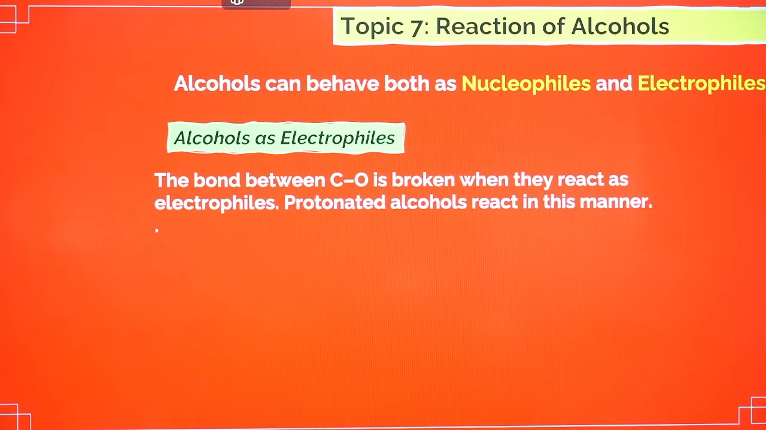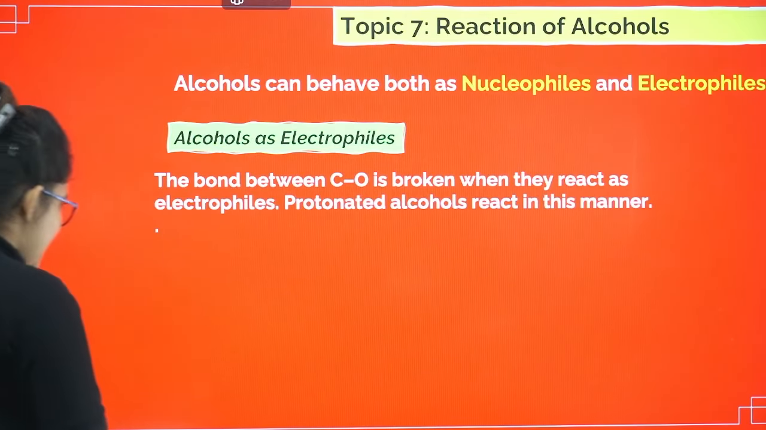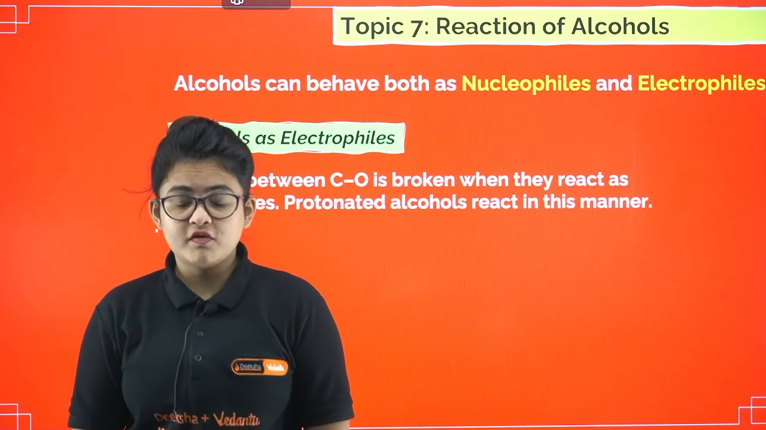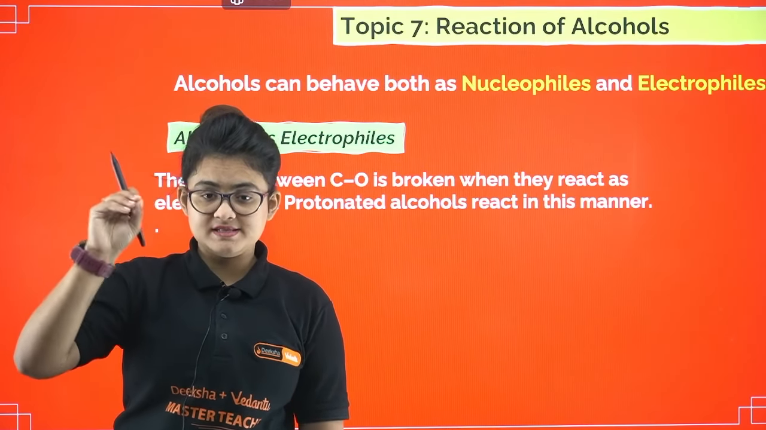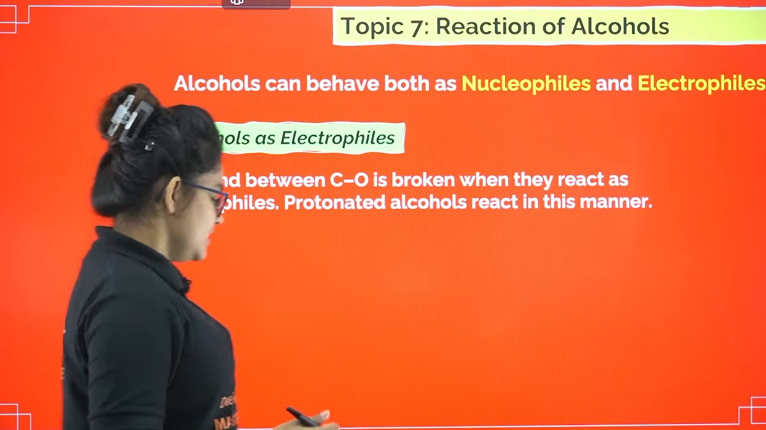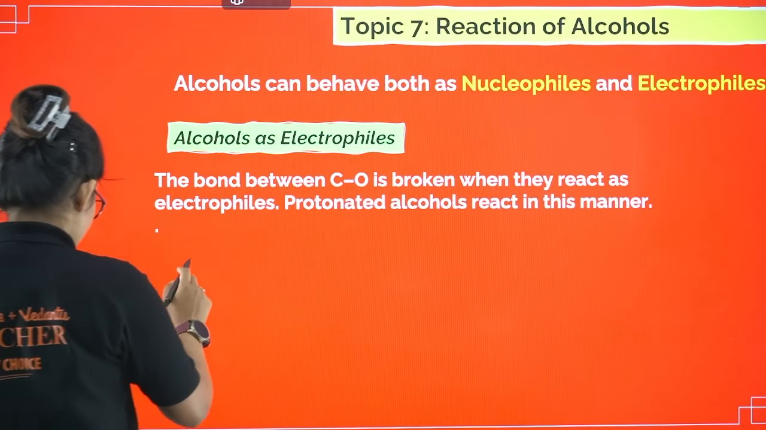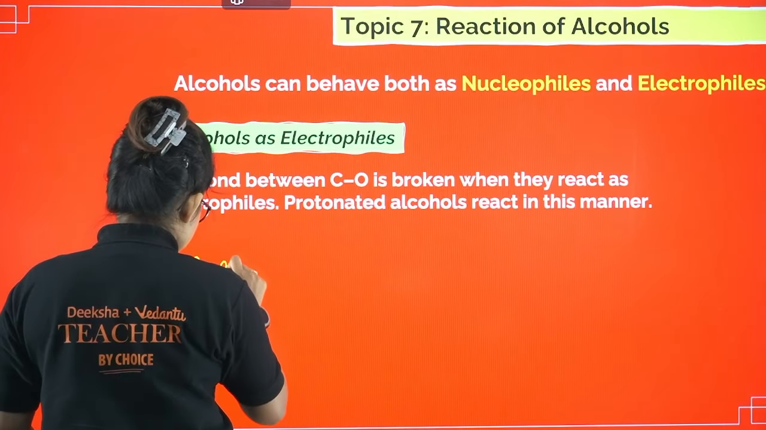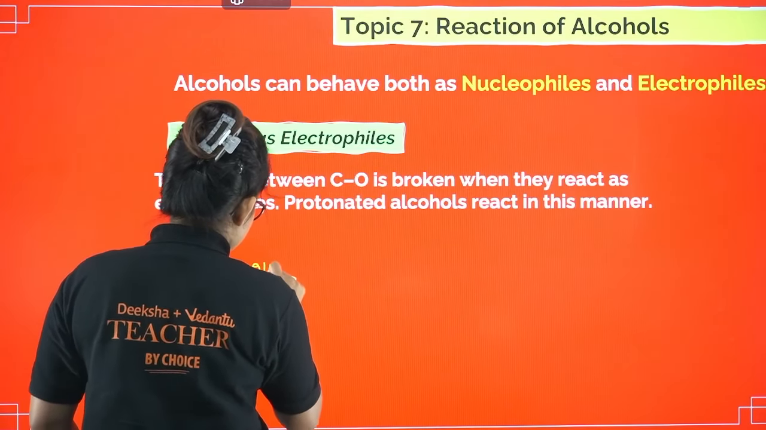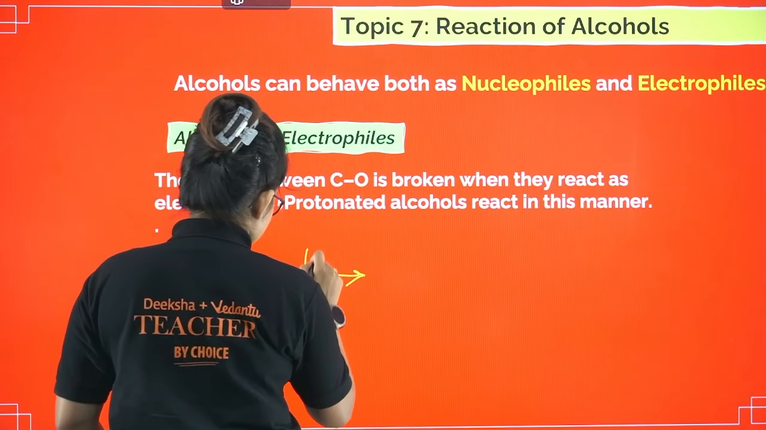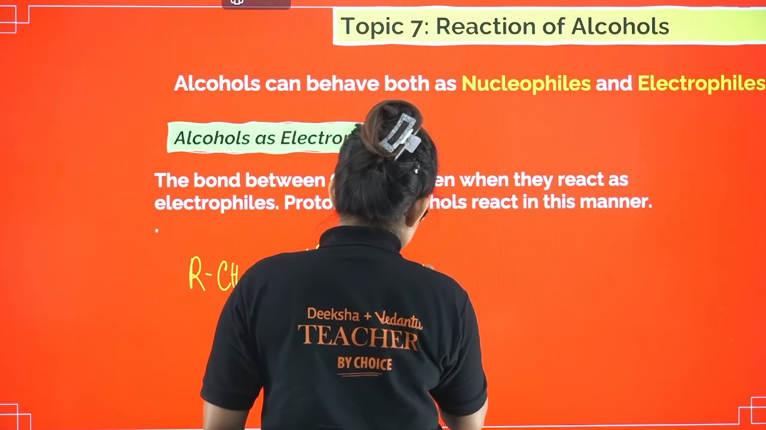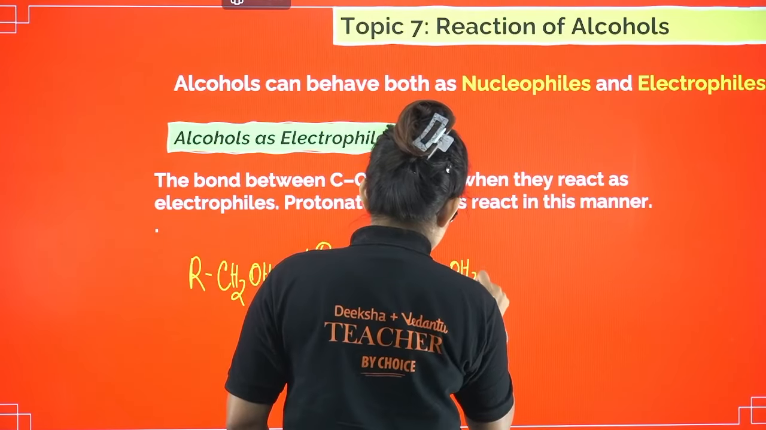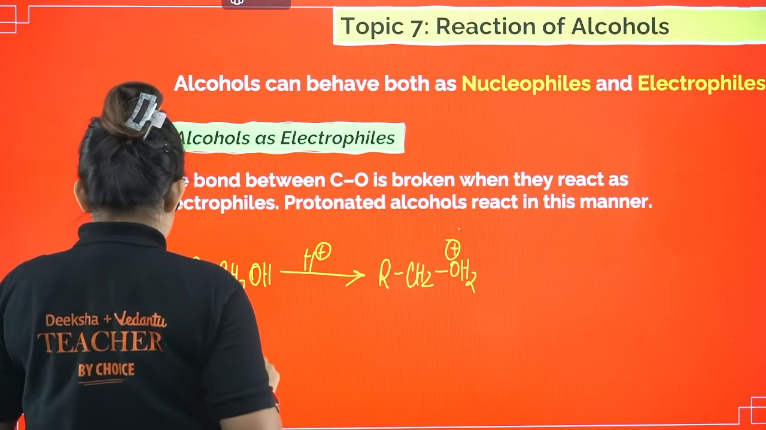Let's proceed. Here we will proceed with alcohols as an electrophile. So let me show you. For alcohol to perform as an electrophile, we have to make OH, precisely oxygen, positive. So let's make it. We will do protonation. RCH2OH, treat it with acid, it will be RCH2OH2 plus, right?